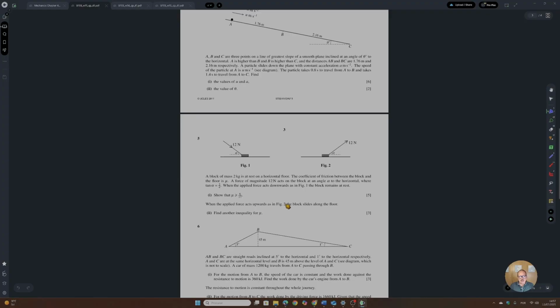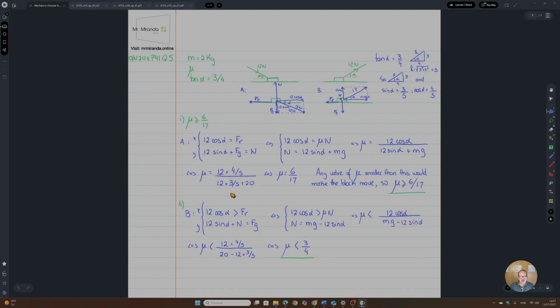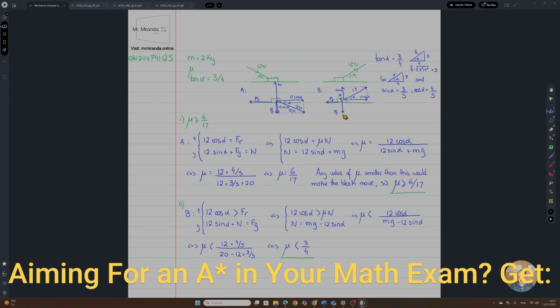When the applied force acts upwards, like in this picture, the block slides along the floor. It's still the same 12 Newton force. The angle is also the same. It's just the direction that is changing. So what is going to be the circumstance right now? Again, I'm applying this at the center. I'm still decomposing the 12 Newton force. All the other three stay the same. Okay?